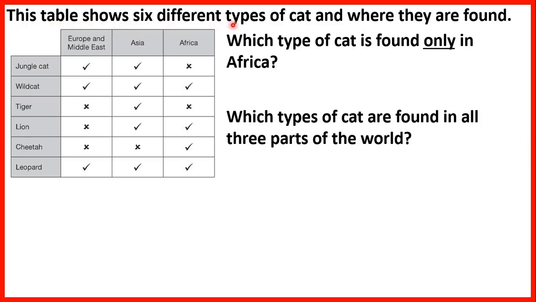This table shows 6 different types of cat and where they are found. Which type of cat is found only in Africa? So we need a cat that has a tick for Africa, but if it's found only in Africa, it will need to have a cross for Asia and for Europe and the Middle East. And if we look at the cheetah, we can see that that only has a tick for Africa, so that means the cheetah is only found in Africa.